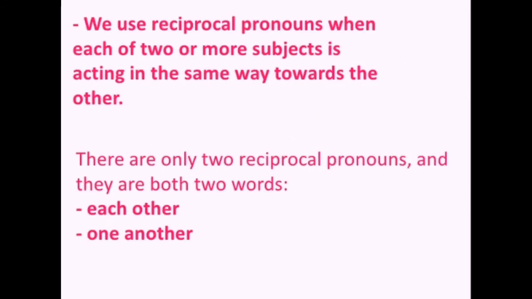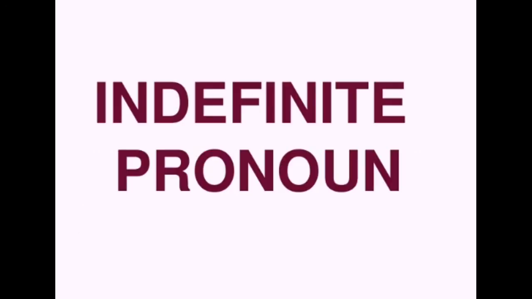Okay, next is reciprocal pronouns. We use them when each of two or more subjects is acting in the same way towards the other. Okay, reciprocal, same way, same. Okay, so there are only two reciprocal pronouns and they both are two words, each other, one another. Okay, that means they are together, they are used together. Okay, so there are only two reciprocal pronouns, and those two reciprocal pronouns are each other and one another.